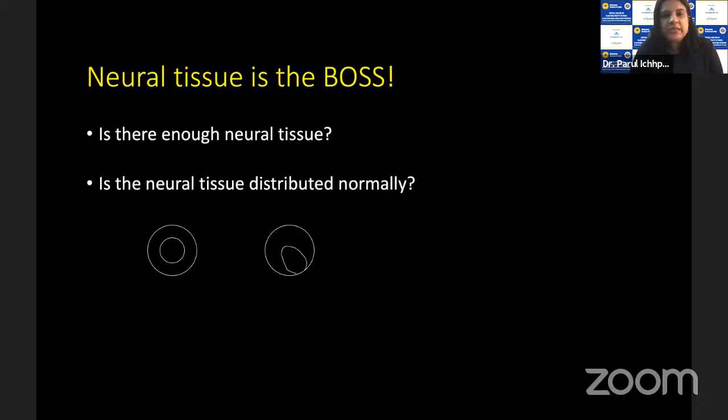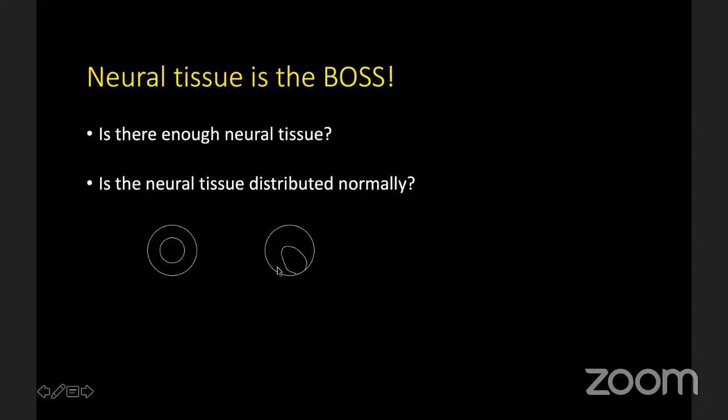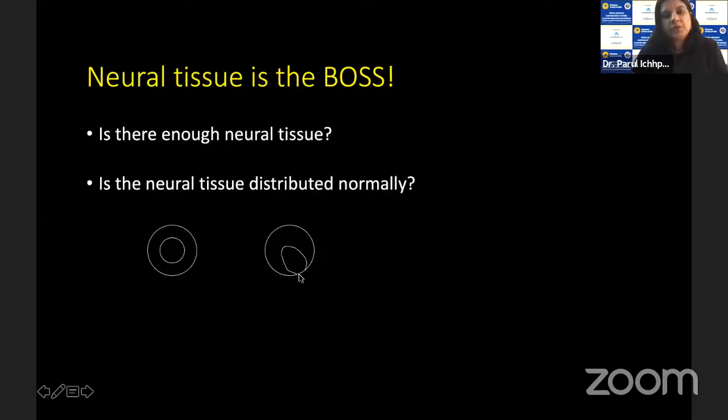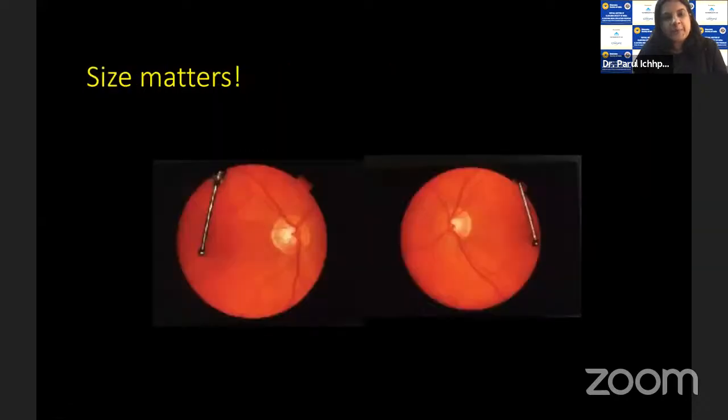So we have to see, is there enough neural tissue in the optic nerve head, and is this neural tissue distributed normally? So this is a normal distribution of the neural tissue, but here everything is fine, but in the inferior nasal quadrant, there is no neural tissue. So the disc is unhealthy. So you look at the quantity of the neural tissue and its distribution.